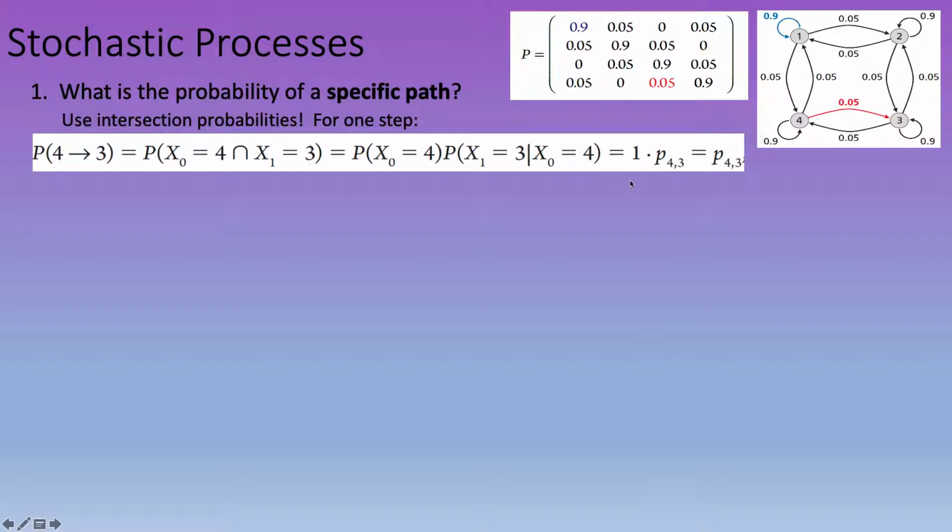And what that leaves me with is, if I say I start at 4, my probability of being there is 1, and my probability of going to 3 is basically going to be 0.05. So if I ask what's the probability here, it's just 1 times this. For 1 time step, it's a pretty straightforward way to think about this.